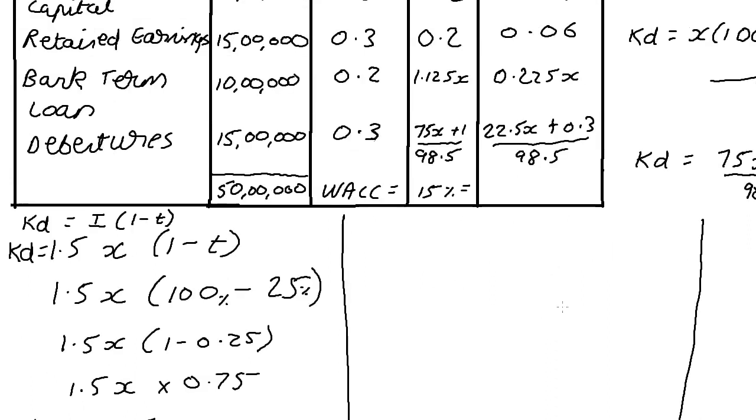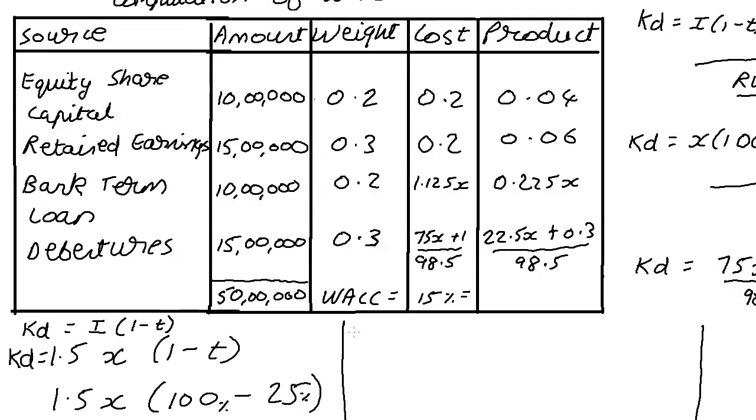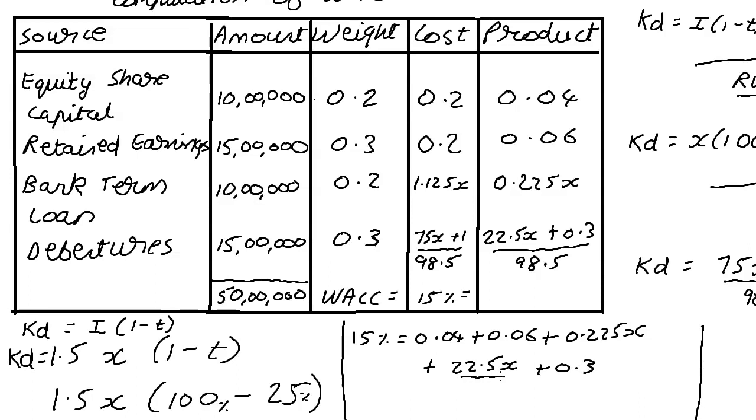Alright, so going forward, we have 15% is equal to 0.04 plus 0.06 plus 0.225x plus 22.5x plus 0.3 upon 98.5.